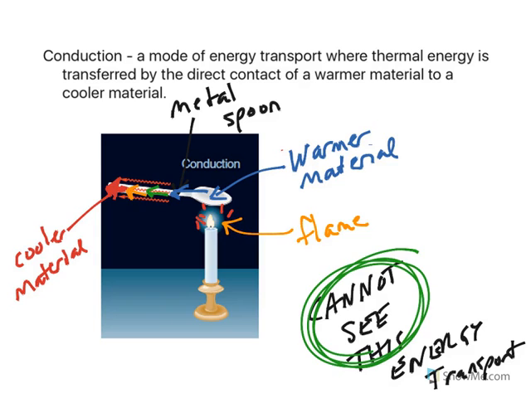Now if you held this metal spoon at the handle over the open flame long enough, you would feel the cooler end, the part that you're holding, heat up. So you know conduction is occurring. You know it by feel, but not by seeing. Let's move on to convection.